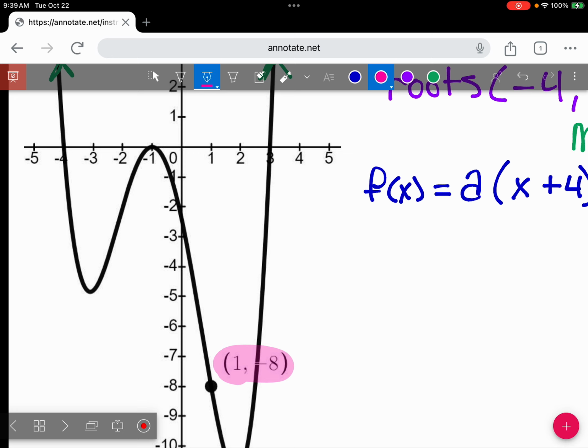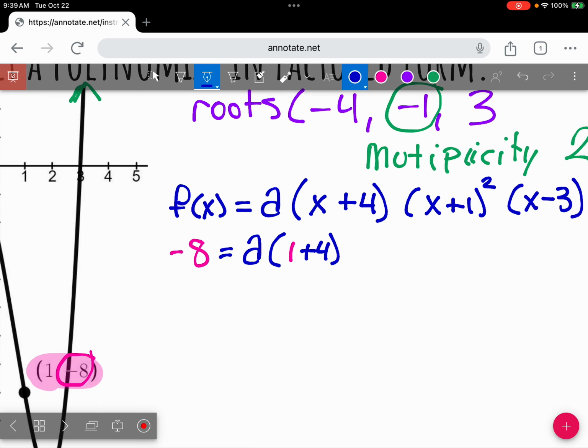So how do I put that into my equation? X is equal to 1. Where's the negative 8 go? In place of f of x. F of x is y. So negative 8 goes in place of our f of x. So then we're going to have our a, and we use our 1. So we're going to have 1 plus 4, 1 plus 1 squared, and 1 minus 3. Substituting in that 1.